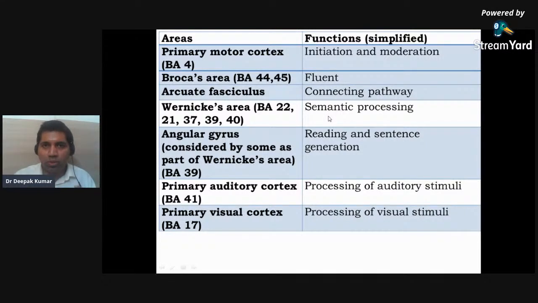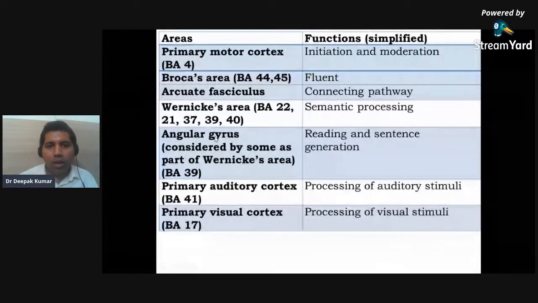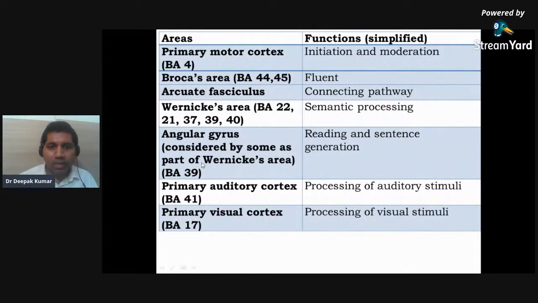The next associated general information would be semantic processing. And the angular gyrus, well, some consider this a part of Wernicke's area. If you see in the table, I've included that area under Wernicke's, but some people keep it separate. Its importance is that there's a syndrome, which we'll be discussing in other sessions, related to damage to the angular gyrus. But for now, to understand the functioning, you can get that the angular gyrus is necessary for reading and sentence generation.